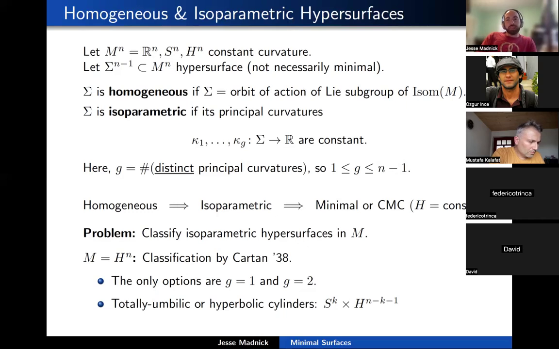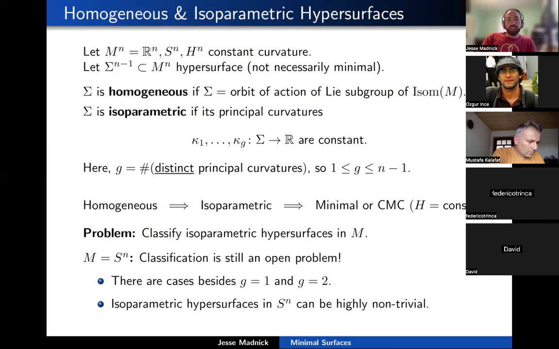Okay, the remaining case, of course, is the case where the ambient space M is the round sphere of constant curvature 1. And there the classification is an open problem, which is completely different, sort of unbelievable. And it turns out that in that case, it is possible for G to be something other than 1 and 2, as we'll see. For example, G equals 3 can occur. And as we're going to see very soon, isoparametric hypersurfaces in round spheres can be highly non-trivial.